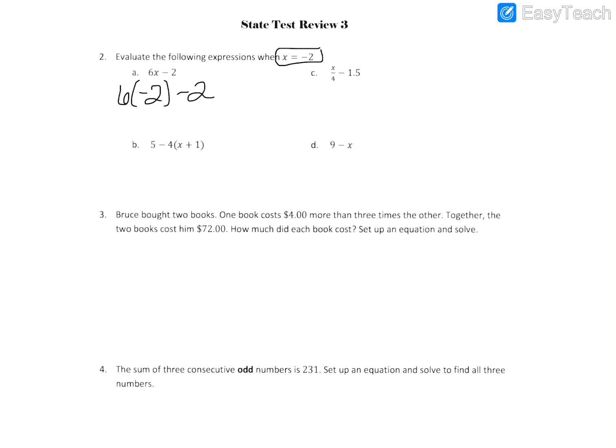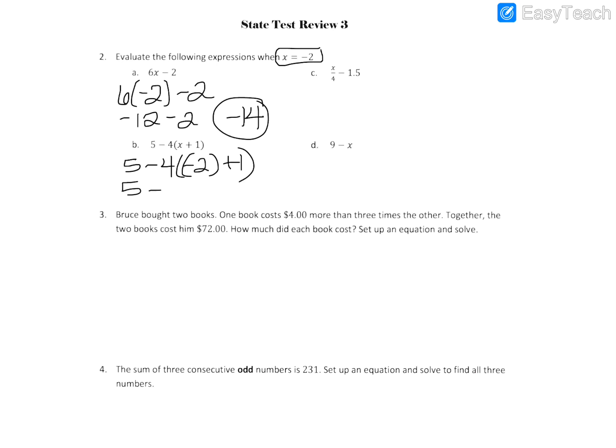So the first one, we would get -12 minus 2, so that's -14. Okay, let's try b next. Plugging in the -2. Okay, so on this one, -2 plus 1 is -1. I want to make sure I follow order of operations, and I do this first. Okay, so that gives me -5 plus 4. And so my final answer would be -1.